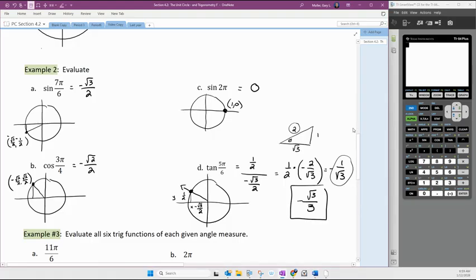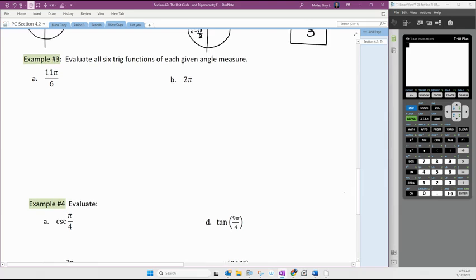All right, let's keep going. Let's expand upon that process. Evaluate all 6 trig functions for each of the given angles. So 11 pi over 6, I guess I'm sticking with a theme here. It's a pi over 6 shy of all the way around. So we are at positive root 3 over 2, and we are at negative 1/2.